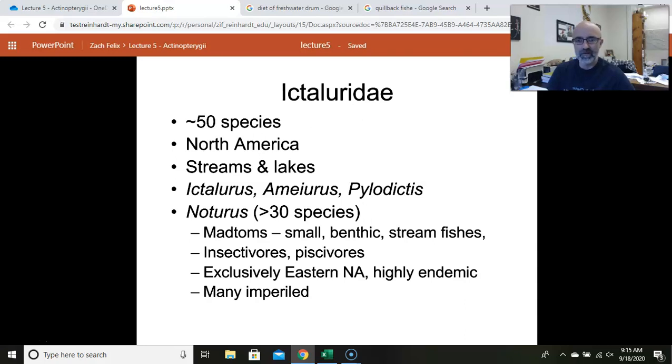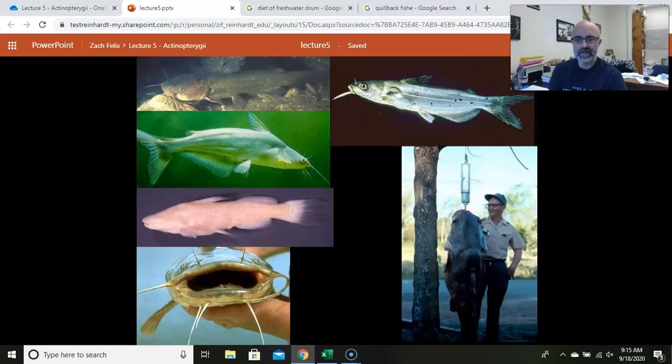Too darn cool. Highly endemic, so you'll get a different species in almost all the different river drainages in the southeast, each with their own endemic group of mad toms. And probably because of this high endemicity, small range size, and specializing in these beautiful high gradient, clean creeks, many of them can be found on the endangered species list.